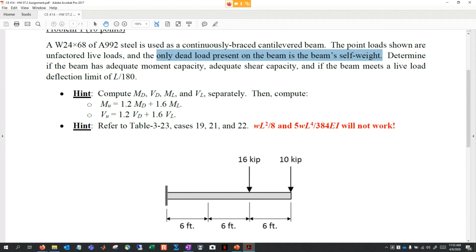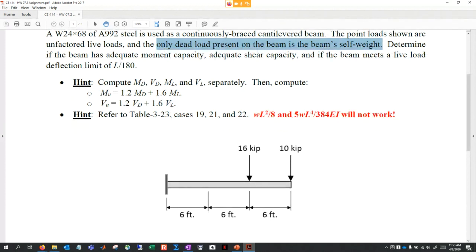You need to compute everything separately, but I did that in this example, so if you follow that process, you should be fine. But the big thing to note is that this is not a simply supported beam. This is a cantilevered beam. So 5wL to the fourth over 384EI and wL squared over 8, they won't work, okay? You need to find the appropriate formulas. And if you look here, I sort of showed you where to find them. The formulas are pretty straightforward. They're a little bit more involved than what we just did, but again, they're pretty plug and chug.